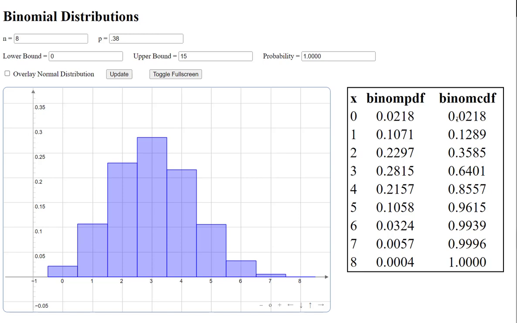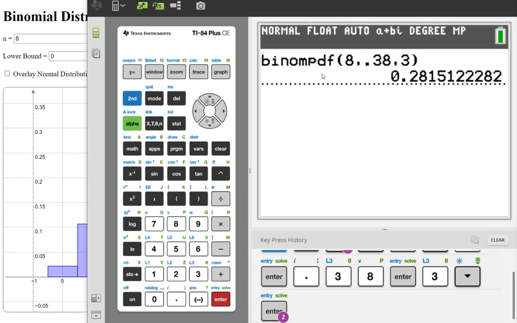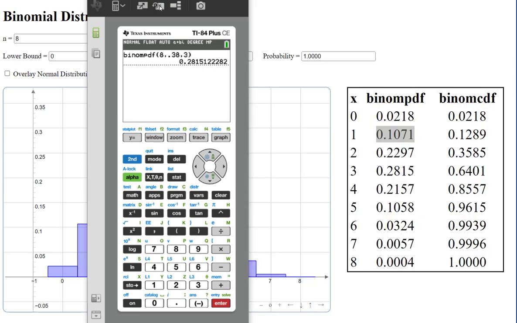So the cumulative distribution function tells you that things are being added starting from the lowest value and increasing. For instance, the cumulative probability for the first output here is just 0.0218. But if we add to that the next probability, I'll grab my calculator here.